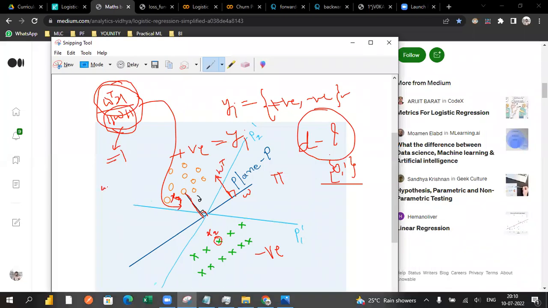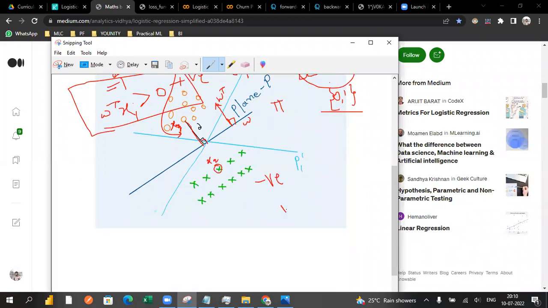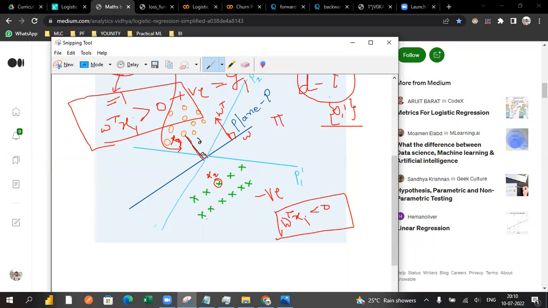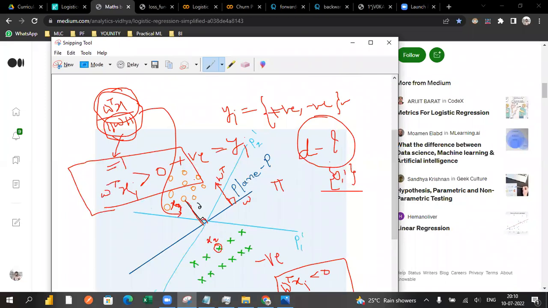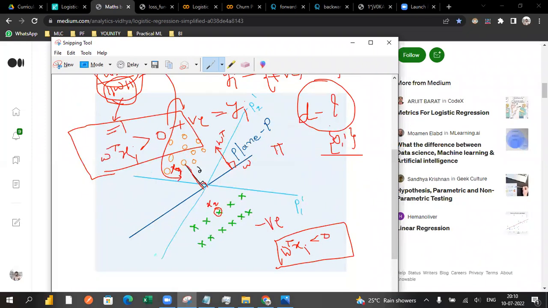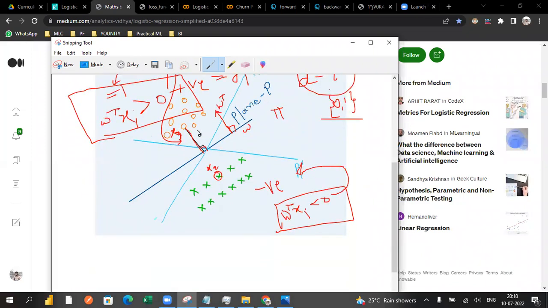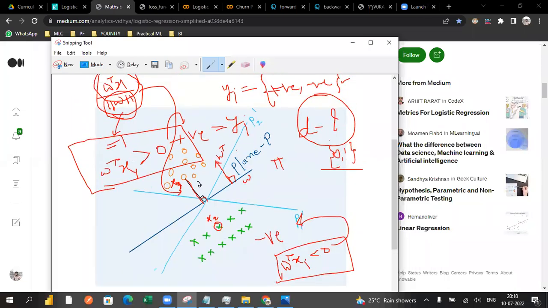So whenever you get W transpose Xi on the positive side, that is greater than 0, the class becomes positive. Whenever W transpose Xi is less than 0, the class is going to be negative. So like that, you made some assumptions using this distance calculation. If the distance is greater than 0, you will make it positive. If the distance is less than 0, you will make it negative. So like that, you make some assumptions regarding logistic regression.